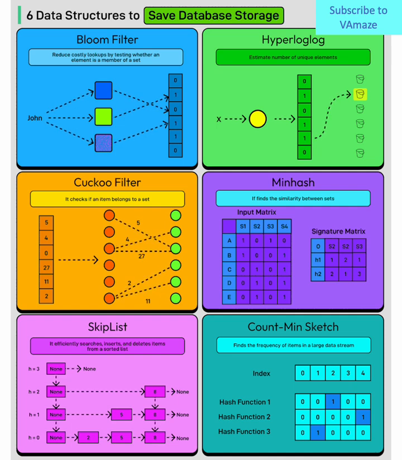How the levels work. Each element has a random height determining which levels it appears in. Higher levels act as shortcuts for long-distance jumps. Expected search time is O(log n) like balanced trees, but with simpler implementation and often better cache performance.